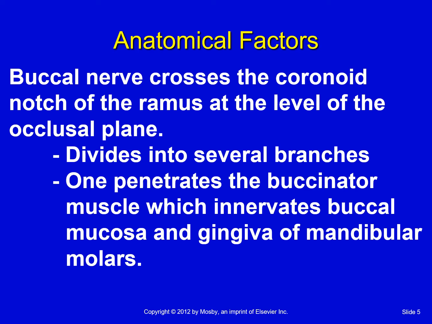The buccal nerve crosses the coronoid notch of the ramus at the level of the occlusal plane. The picture prior to this didn't look like it was coming across anything. It looked like those buccal nerves were coming straight down. But in fact, it crosses the coronoid notch and comes over onto the facial or buccal side of those last molars. So it divides into lots of branches. One penetrates the buccinator muscle, and it innervates the buccal mucosa and the gingiva of the lower molars.